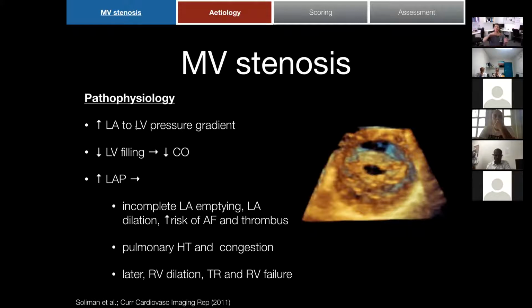And then all the problems that come from left atrial pressure elevation. So you increase risk of atrial fibrillation, which is very poorly tolerated. You get increased risk of thrombus formation. You get increased left atrial size. You get the pulmonary hypertension, congestion in the pulmonary system, RV dilation, tricuspid regurg, and RV failure. And so it's all from left atrial hypertension.